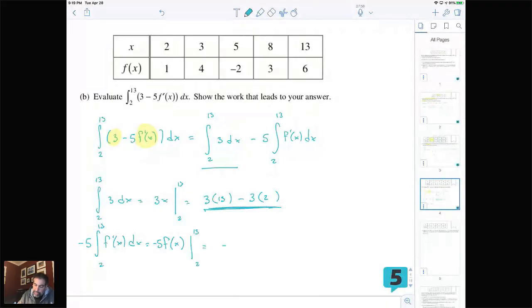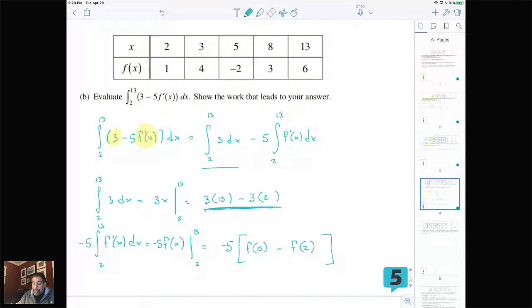And what I like to do is I like to give my -5 a free ride all the way and just keep it on the outside as long as I can, because one of the common mistakes is to mix up negative signs. So just by keeping it all the way on the outside, now I can just evaluate f minus f, and I'm using 13 for my top bound, I'm using 2 for my second bound, and this is where the table comes back into play, okay?